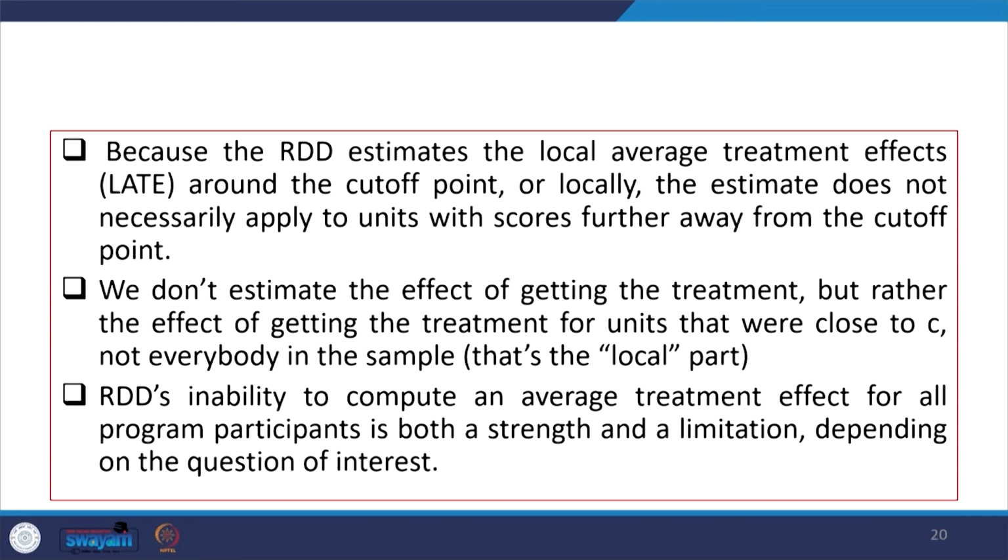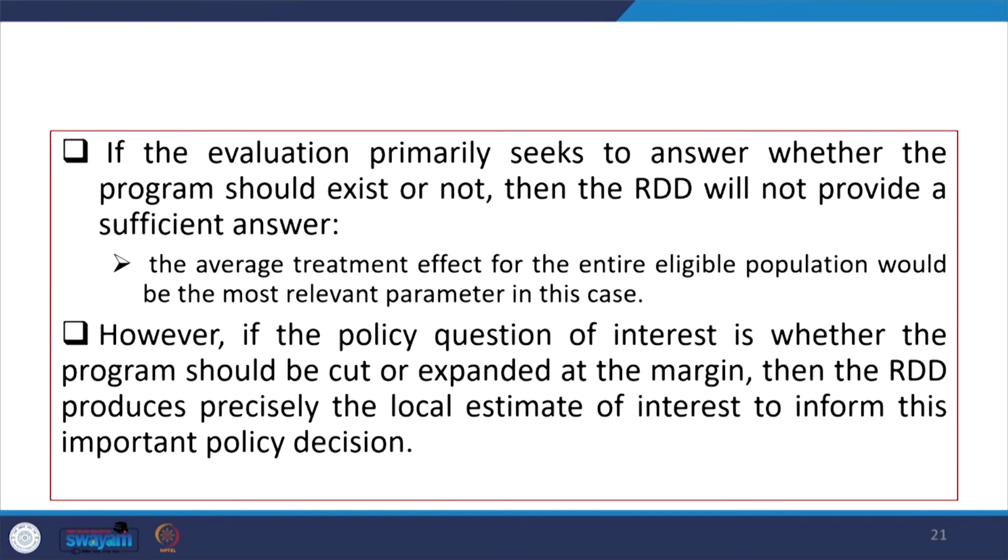The RDD's inability to compute the average treatment effect for all the program participants is both a strength and a limitation, depending on the question of interest. Since it is not covering all participants, it has its strengths and its limitations as well. If the evaluation primarily seeks to answer whether the program should exist or not, then the RDD will not provide a sufficient answer. It is not giving the complete evaluation of the program, it is giving a particular focus on whether it has an impact at the cutoff point or not, on specific people or not. The average treatment effect for the entire eligible population would be the most relevant parameter in this case.